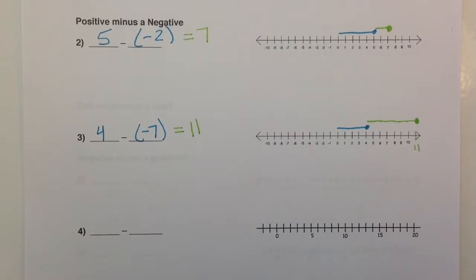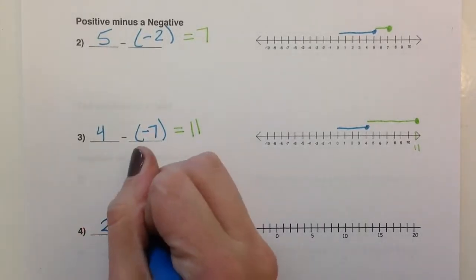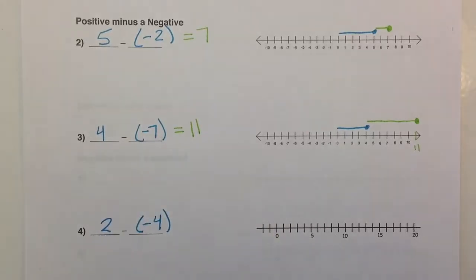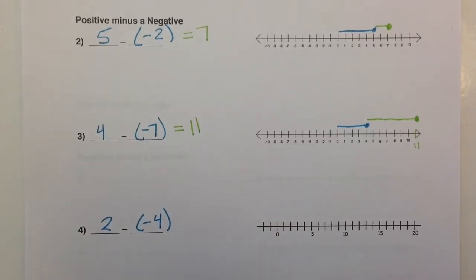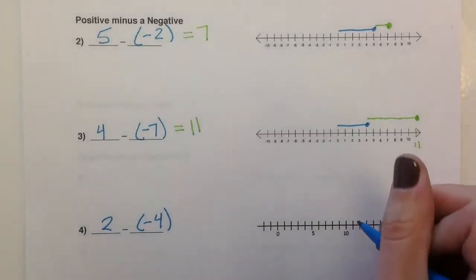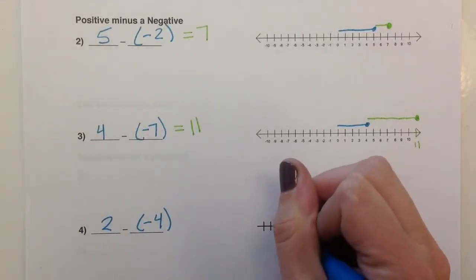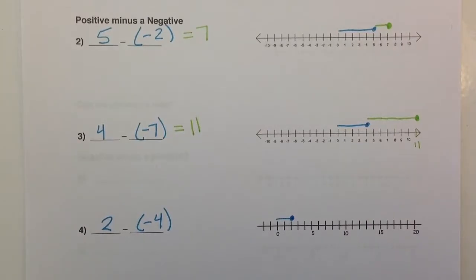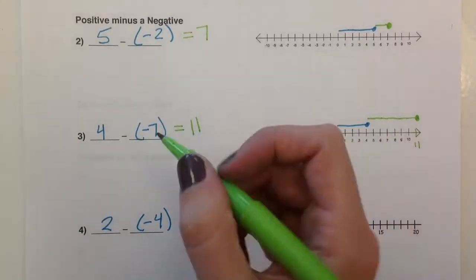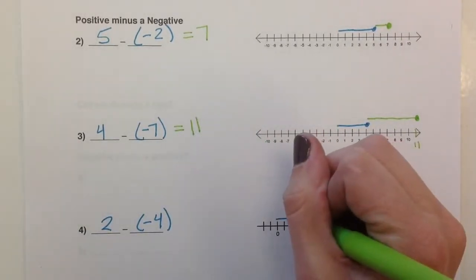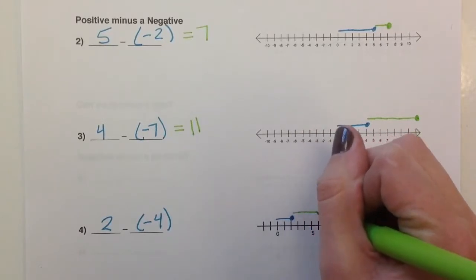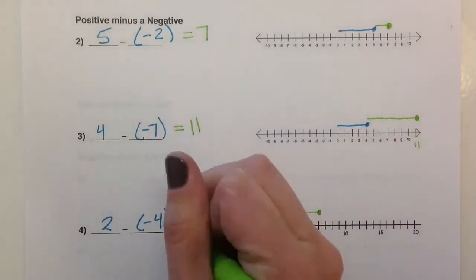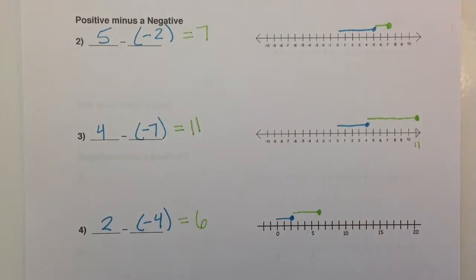Number 4. We've got 2 minus negative 4. So we start at 2 on the number line, which is right here. When we subtract a positive, we go to the left. We're subtracting a negative, so I'm going 4 to the right. 1, 2, 3, 4. And that lands me at positive 6.